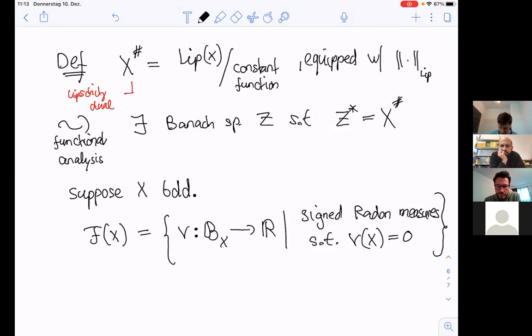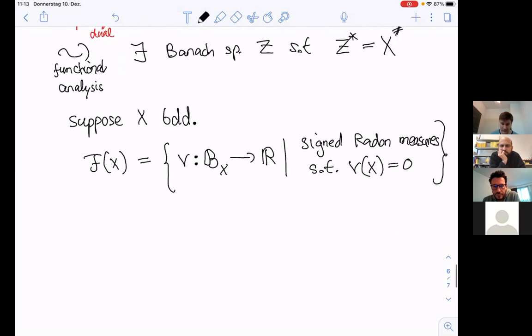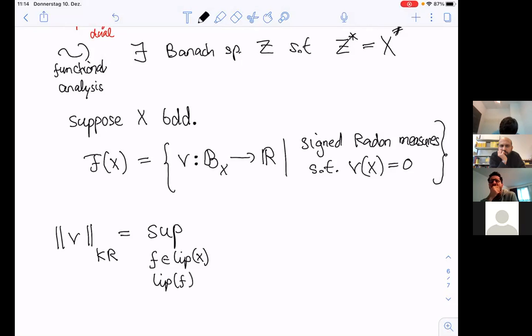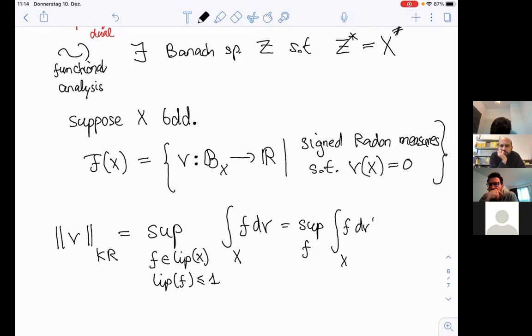For now that's a set, and we can define a norm on it, which is called the Kantorowicz-Rubinstein norm. We set the norm of ν to be the supremum over all f in Lip(X) with Lipschitz constant smaller than 1, of the integral over X of f dν. Maybe I can write it more clearly: sup of the integral of f dν⁺ minus the integral of f dν⁻. So I decompose my measure ν into a positive and a negative part using the Hahn decomposition.